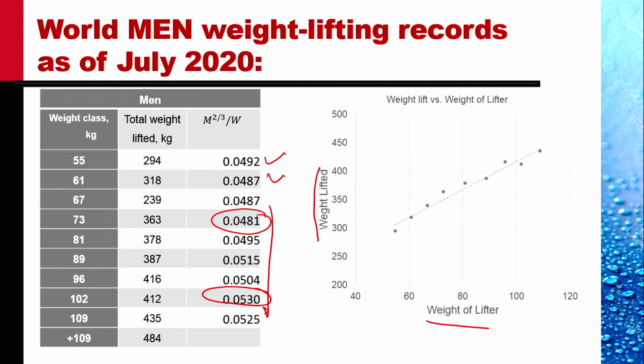This line is a plot of m raised to power 2/3 divided by weight. This appears to justify our assertion that the weight lifting capacity can be predicted from mass raised to power 2/3 of the individual.